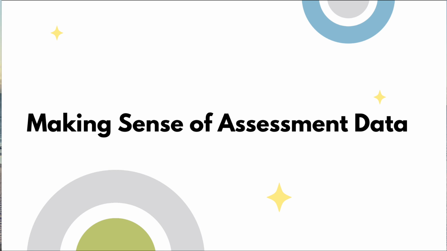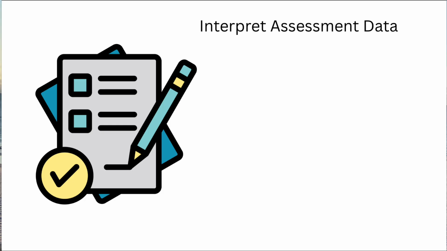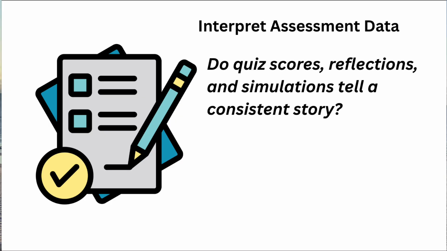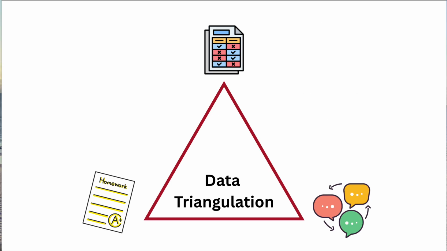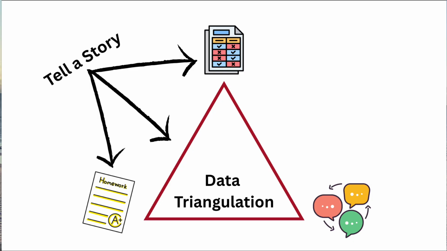Let's go ahead and take a moment to think about making sense of our assessment data. Once assessments are valid and reliable, we can interpret assessment data confidently. We look for patterns across these tools. For example, do the quiz scores, reflections, and simulations tell a consistent story? Are there gaps between knowledge and performance? Use data triangulation, which is combining multiple sources, to strengthen your conclusions when it comes to your assessment data. In evaluation terms, one data point is interesting, but three tell a story.